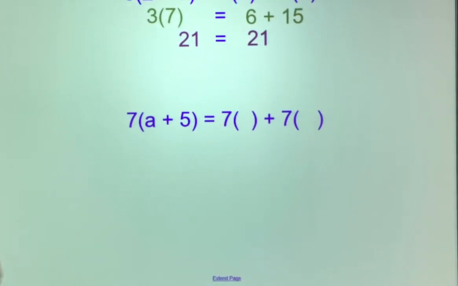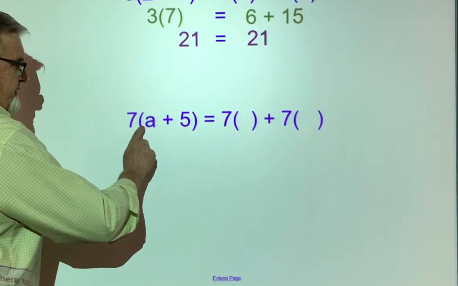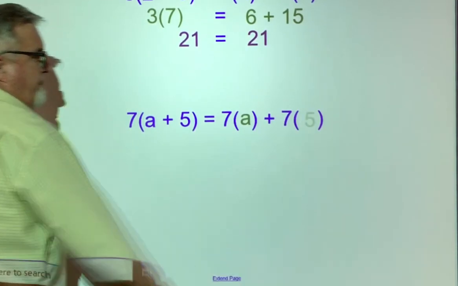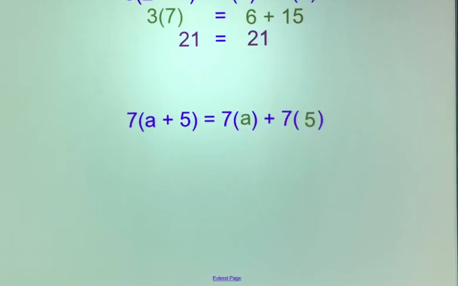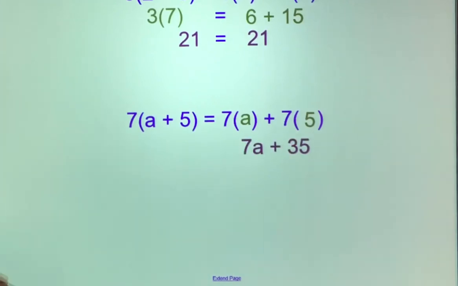So if we take a look at this, we're going to go ahead and distribute this 7 across the sum. So this would be 7 times a plus 7 times 5. Now, as you can see, all we can do with 7 times a is say, well, 7 times a equals 7a. But we can go ahead and do the 7 times 5, which is 35. So we end up with the expression 7a plus 35.